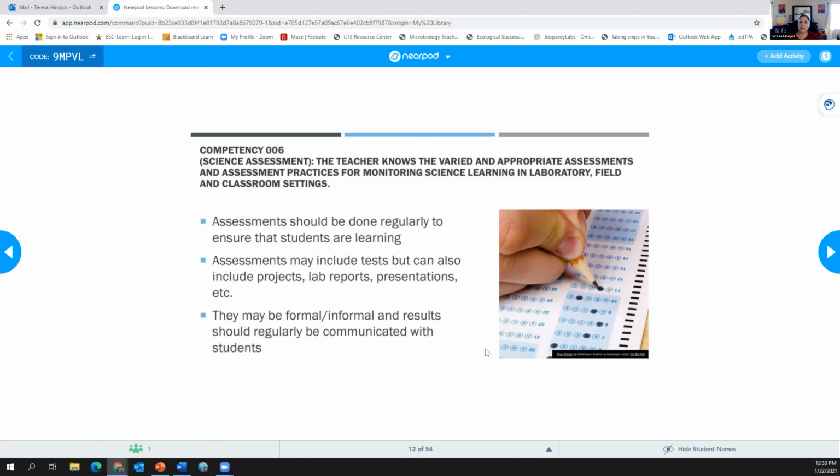They could also do presentations or projects, or create models. Those would be assessments that would be specific to science. And again, like I mentioned, in terms of assessing, it could be formal or informal. Just throwing a question out there for students to answer or talk about or write about would be informal. And then formal would be a quiz or a test.